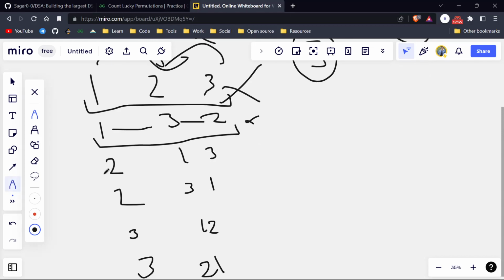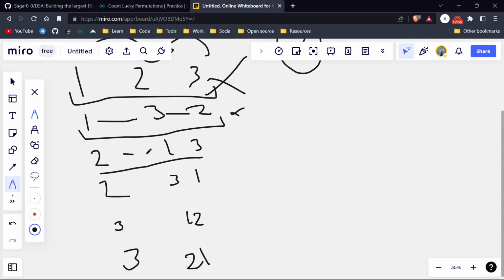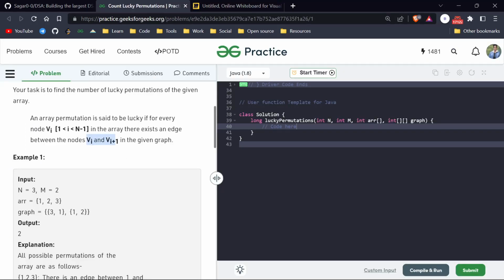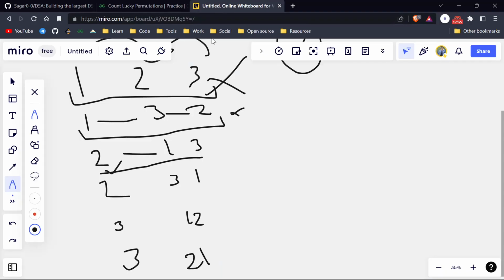So this is not a lucky permutation. And after that we are checking for this. So 2 to 1, so that means this is vi, this is vi plus 1. So that is the thing they are saying here, that there should exist an edge between vi and vi plus 1 in every node. So from 2 to 1 there is an edge, and from 1 to 3 there is also an edge. So this is a lucky permutation.